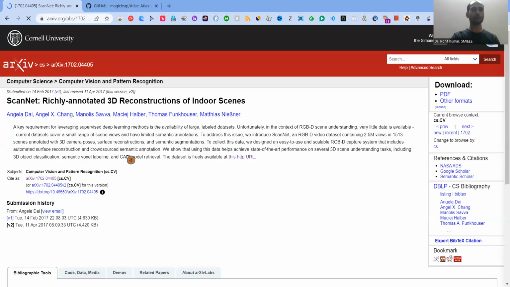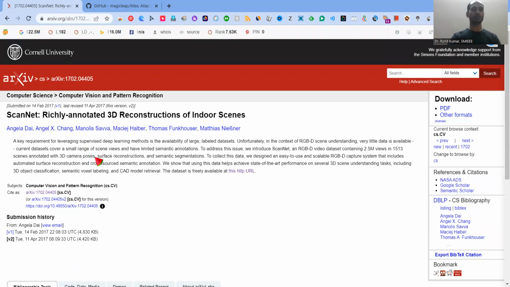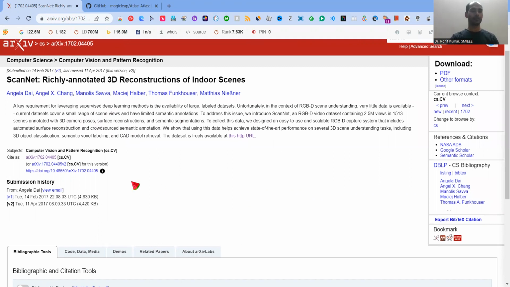Then moving on to the specific work, here we have the Cornell University arXiv website. At arXiv, we have this particular paper, which is supposed to be the base paper for this dataset. And as I told you, if you're interested, you can look into the key details. Just go to the PDF and you will find a lot more information.